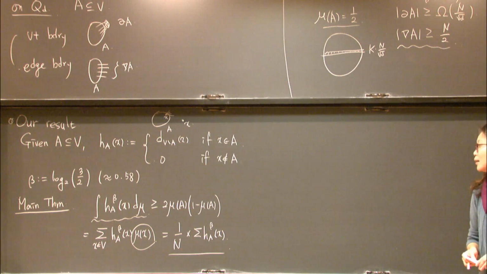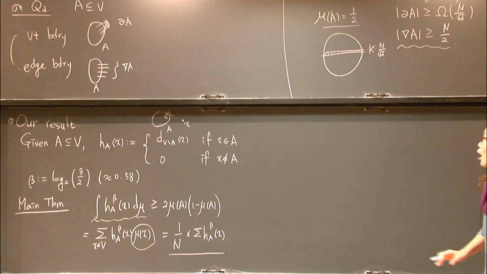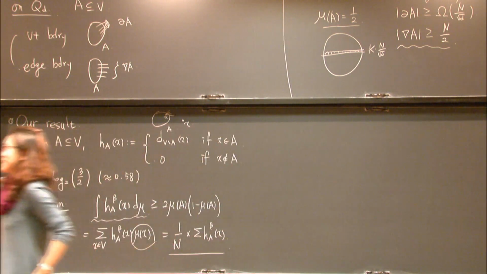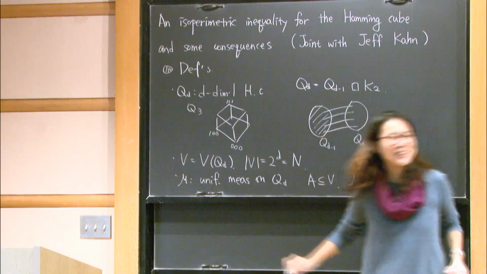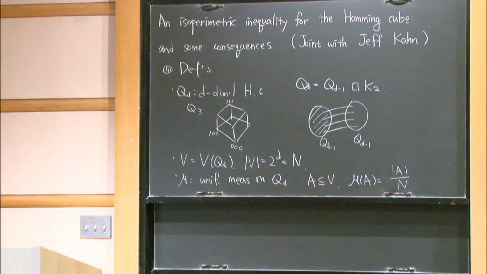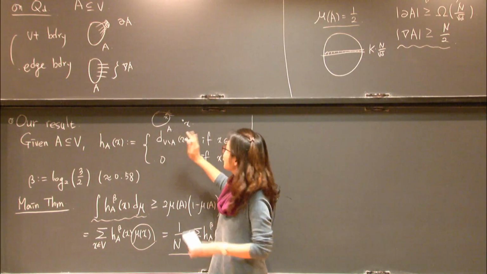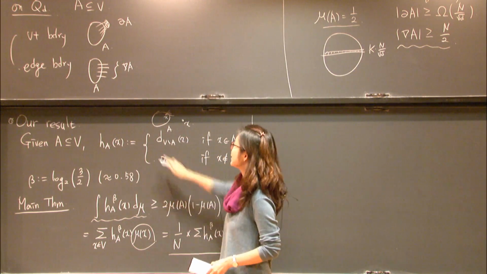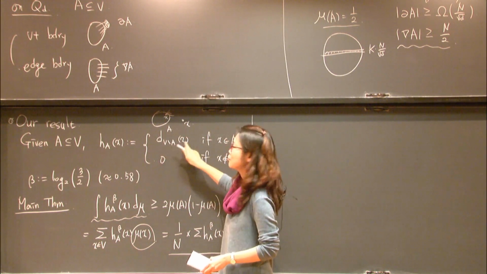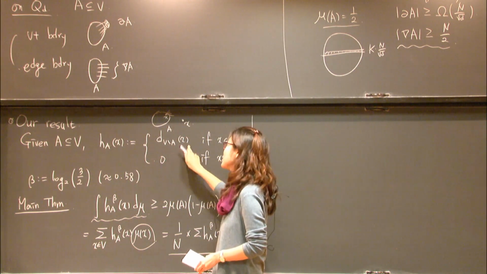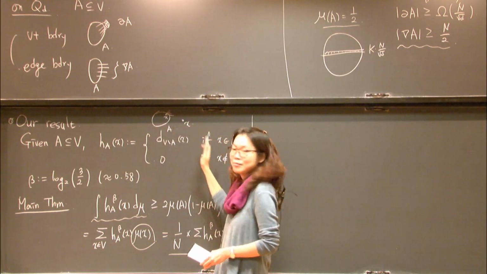For what mu? Like for p-biased mu? Mu is uniform. Okay. Uniform measure. Can you say again what the definition of d minus A is? So this is the degree in V minus A of X. This is the number of neighbors of X outside of A.